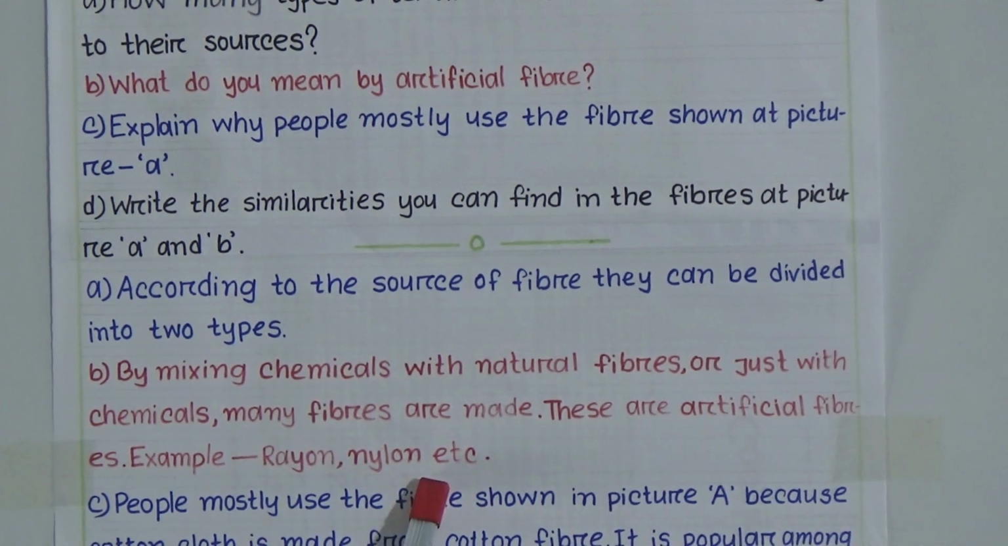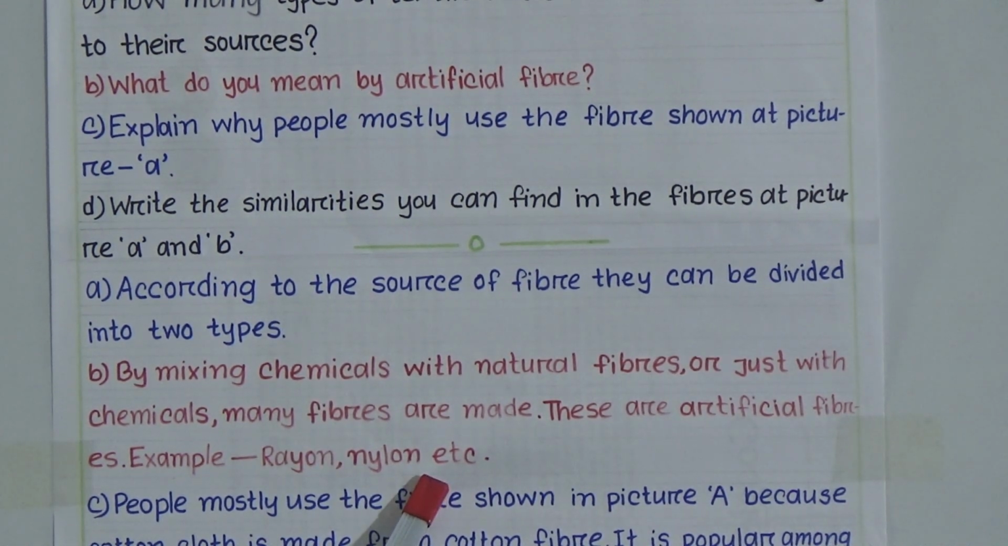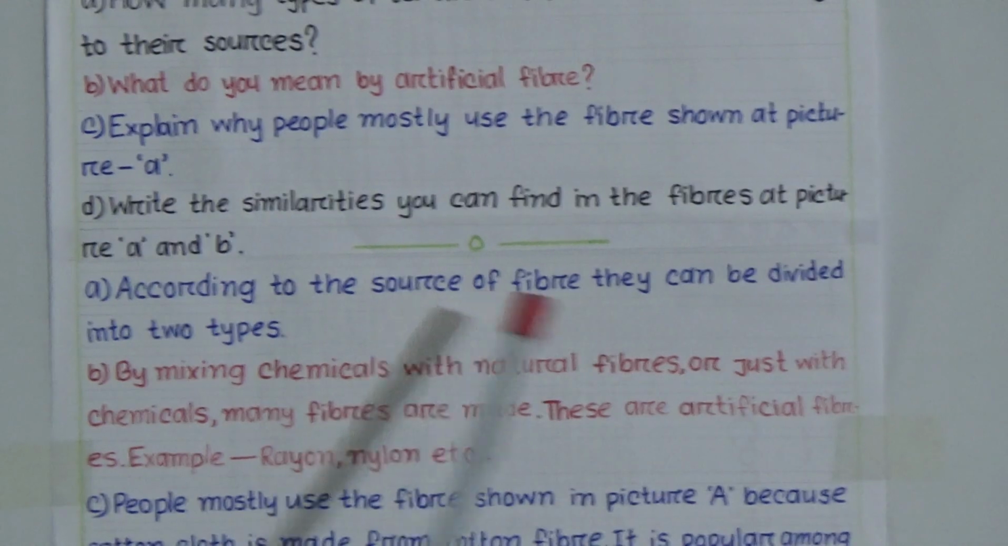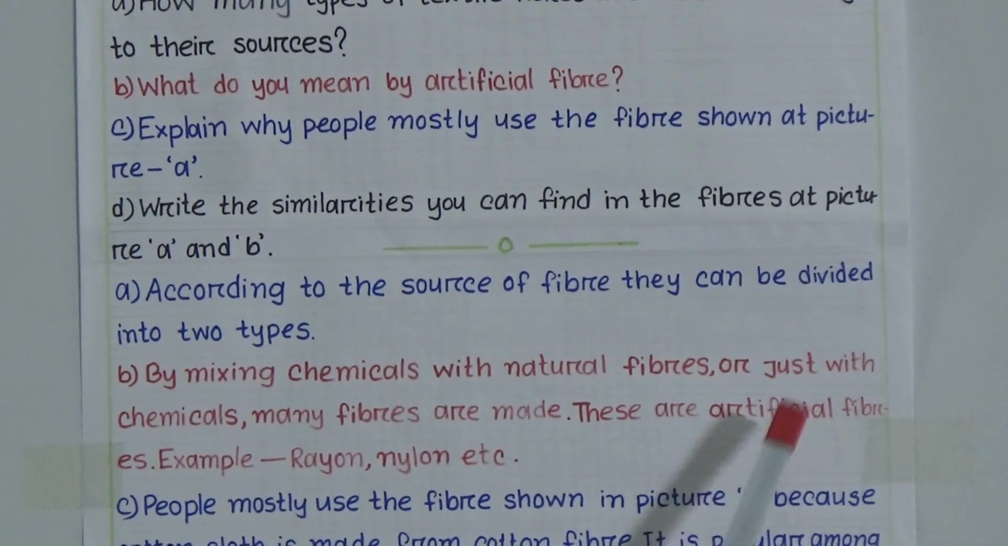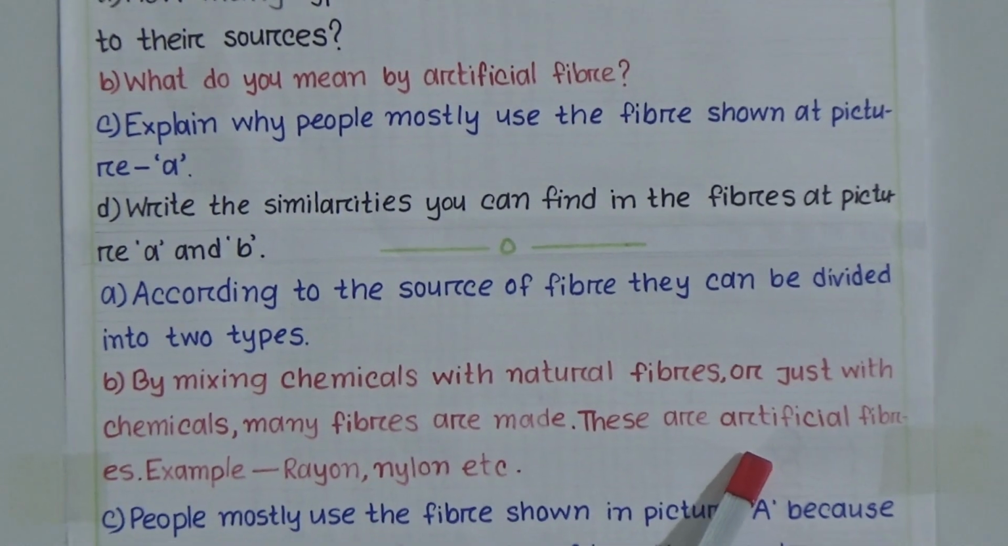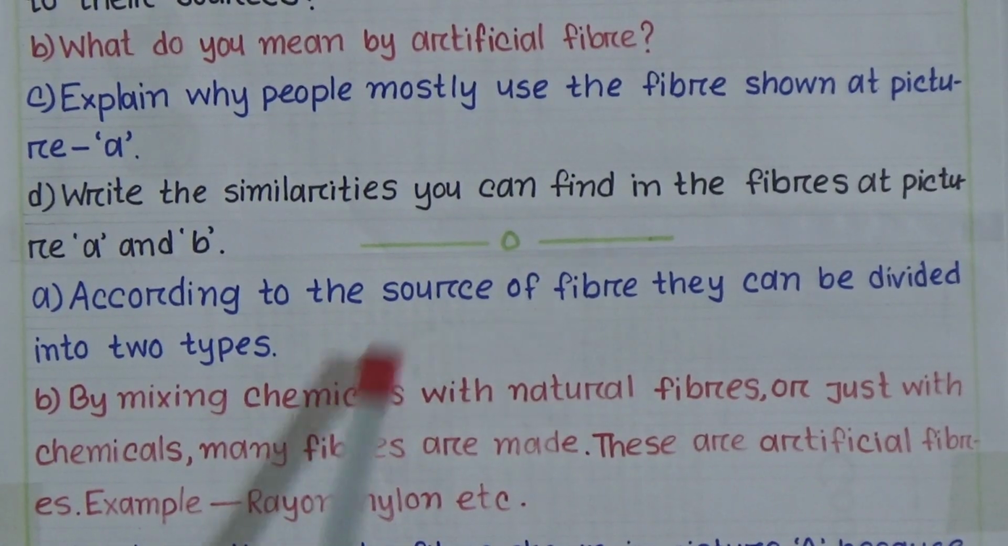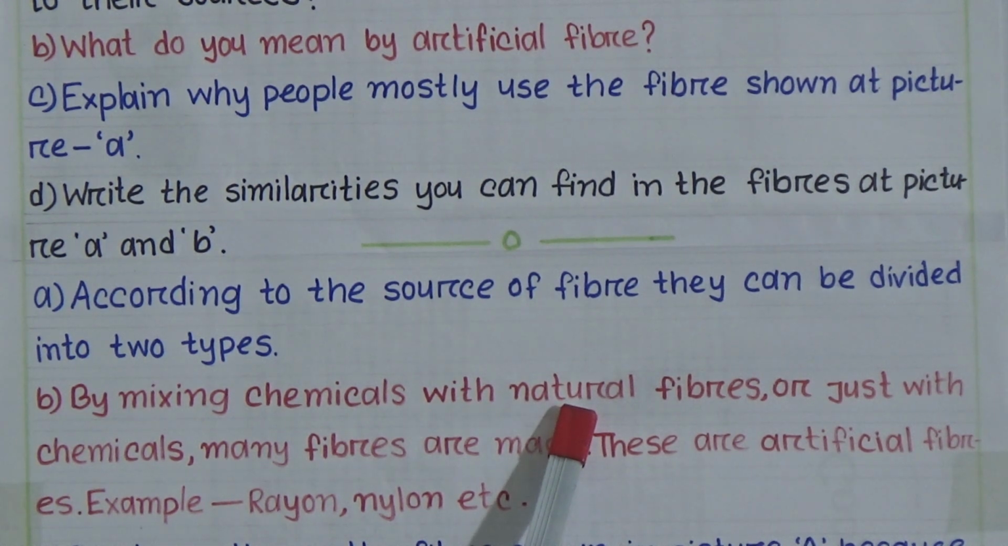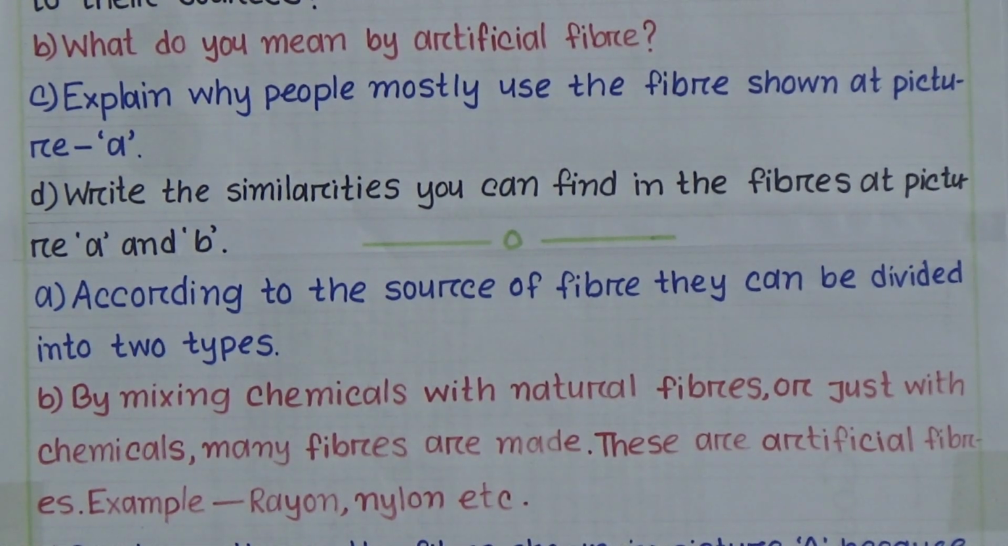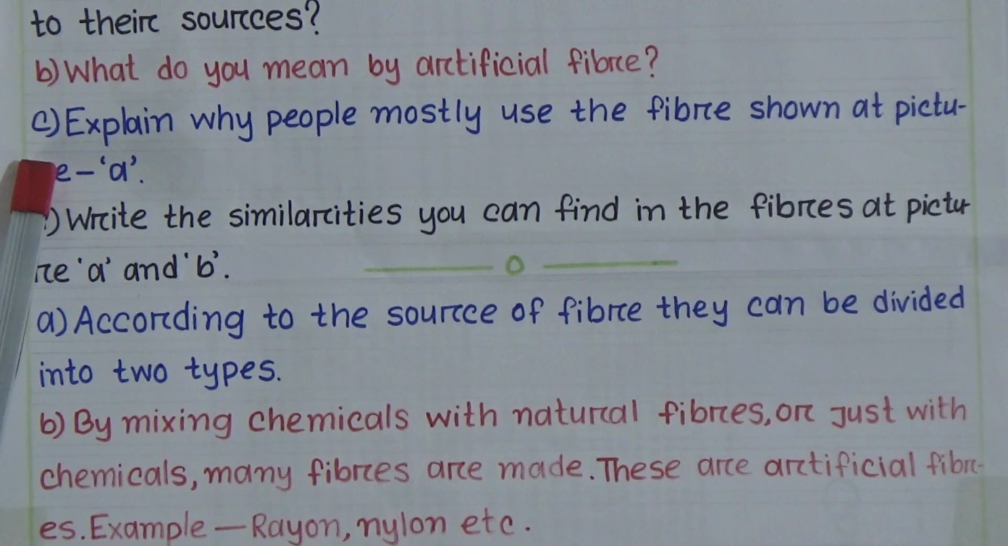Students, in the summary we have discussed that there are two types of fibers. One is natural fiber and another is artificial fiber, and we get artificial fiber by mixing chemicals with natural fibers.